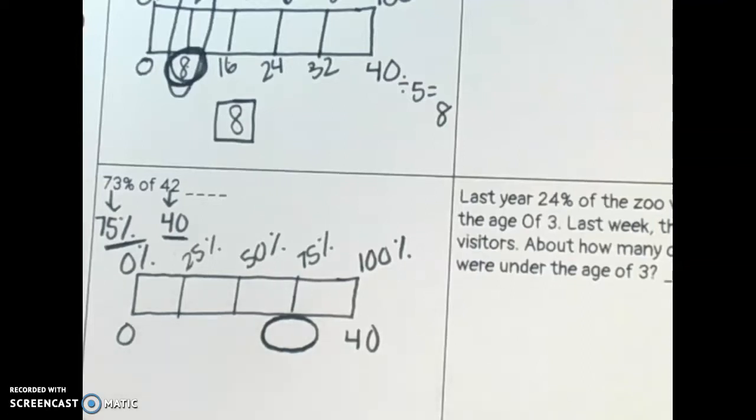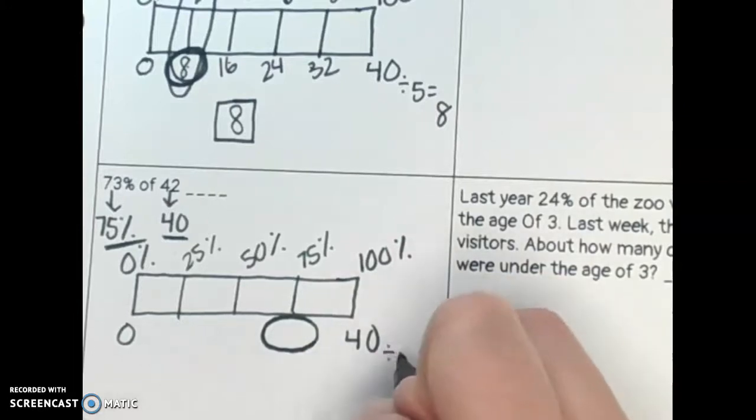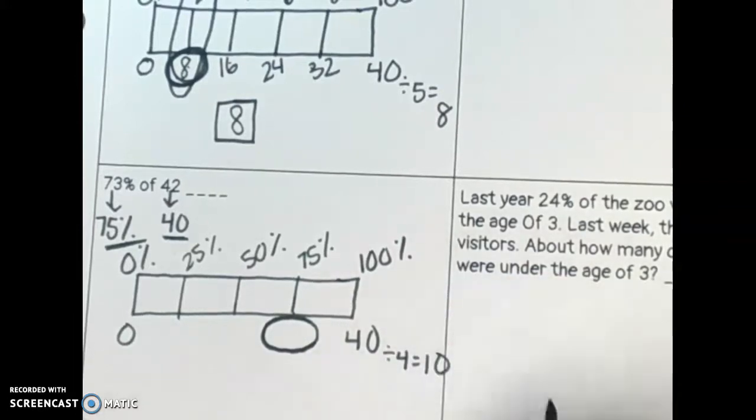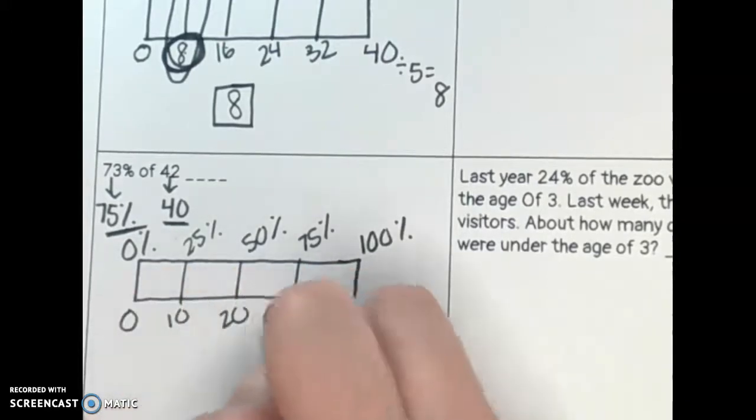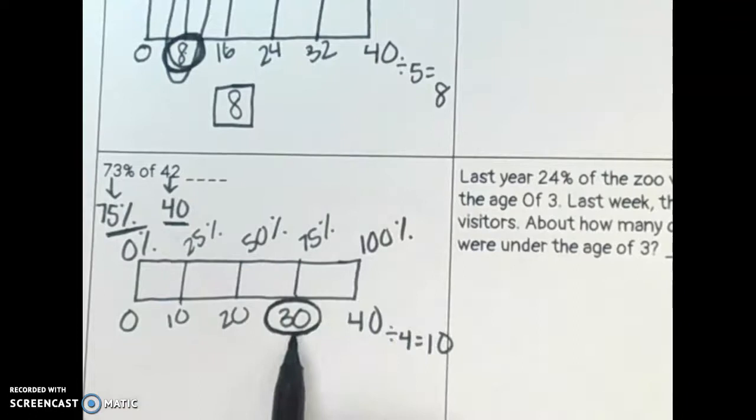So we need to figure out what we're going to count by. So there's 1, 2, 3, 4 lines. So we're going to do 40 divided by 4 is 10. So we're counting by tens. So we have 10, 20, 30. Since the 30 falls at the 75%, our answer is 30.